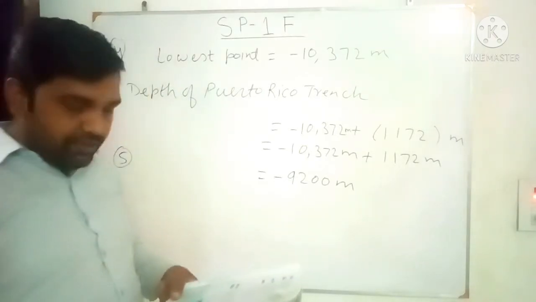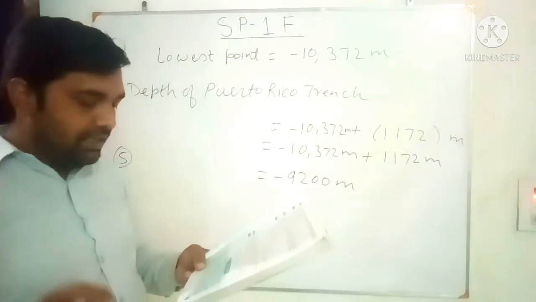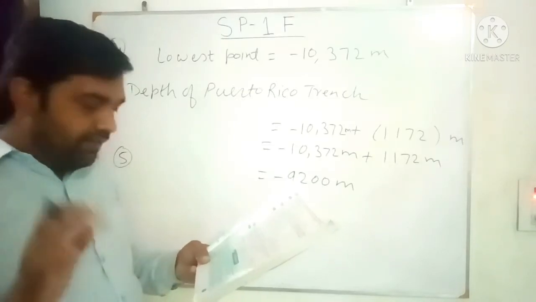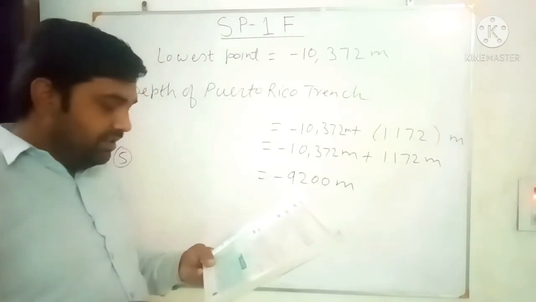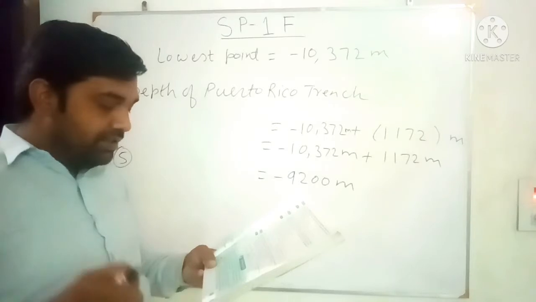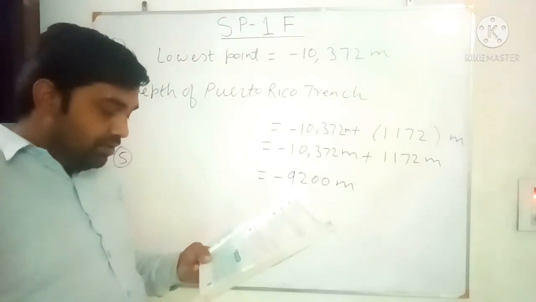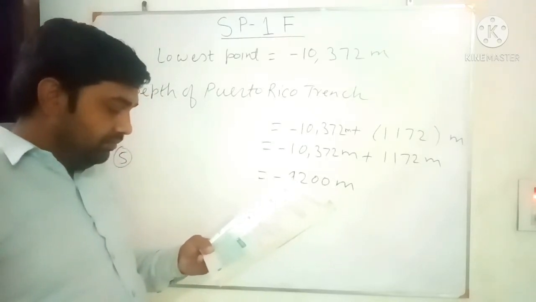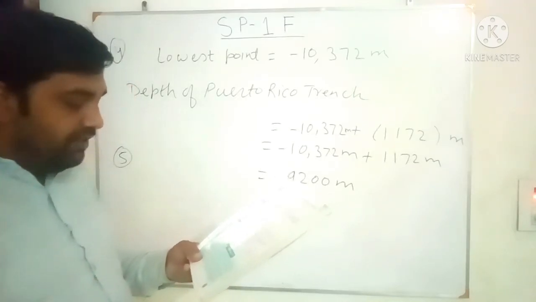A submarine at minus 250 meter dives to a depth of 6 times its initial depth. Submarine is at the point minus 250 meter, and from that point it dives to a depth of 6 times its initial depth. So to what depth does the submarine dive? So 6 times of 250 you calculate it, you will get it. So 6 times of 250 will give you minus 1500 meter.